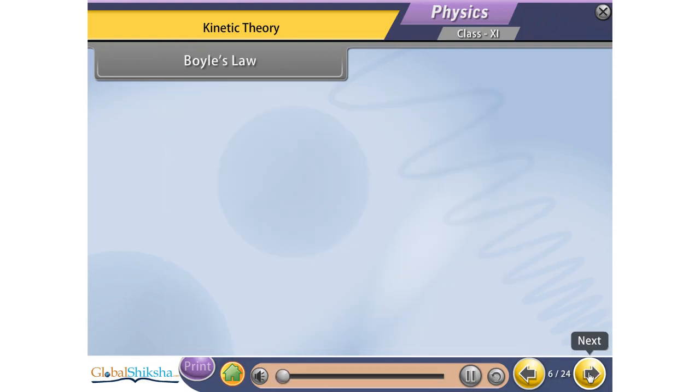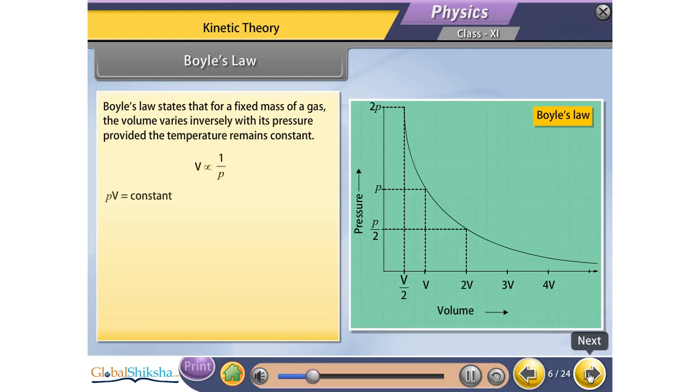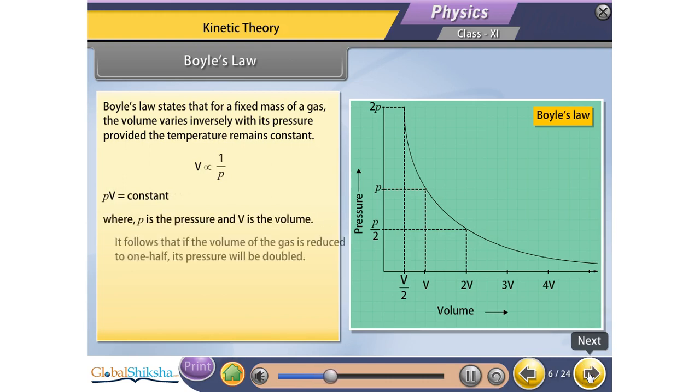Boyle's law. Boyle's law states that for a fixed mass of a gas, the volume varies inversely with its pressure provided the temperature remains constant. PV is equal to constant, where P is the pressure and V is the volume. It follows that if the volume of the gas is reduced to one half, its pressure will be doubled.